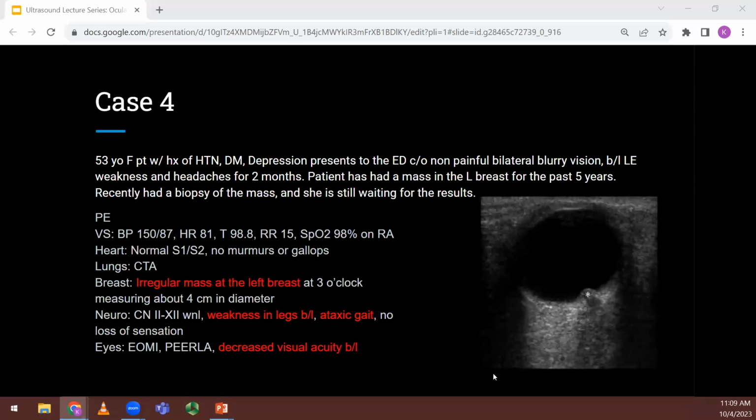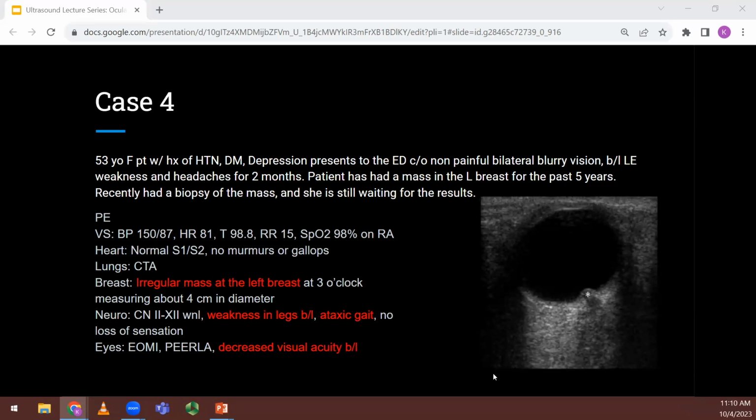All right. This is the first ocular ultrasound I did during residency. It was a 50-year-old female, past medical history of hypertension, depression, diabetes, who presented complaining of non-painful bilateral blurry vision, bilateral lower extremity weakness, headaches for 2 months. She had an irregular mass in the left breast that had been present for 5 years. She had a biopsy of that mass, but the results were pending. Otherwise, on exam, she had bilateral lower extremity weakness, some ataxia, and decreased visual acuity bilaterally.